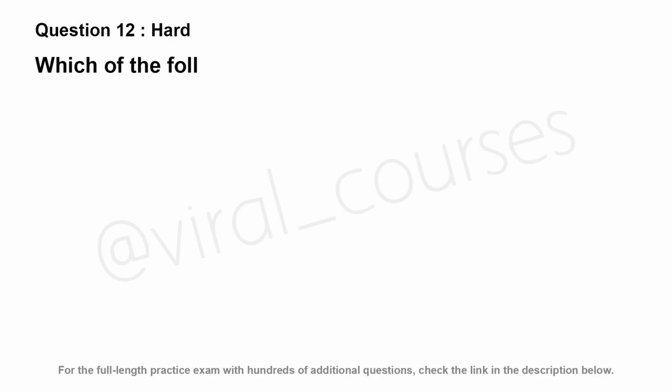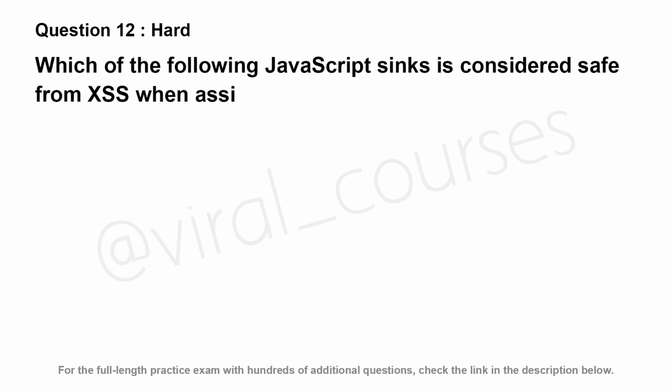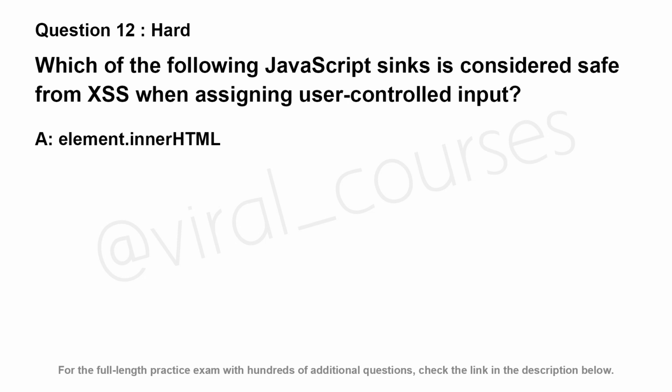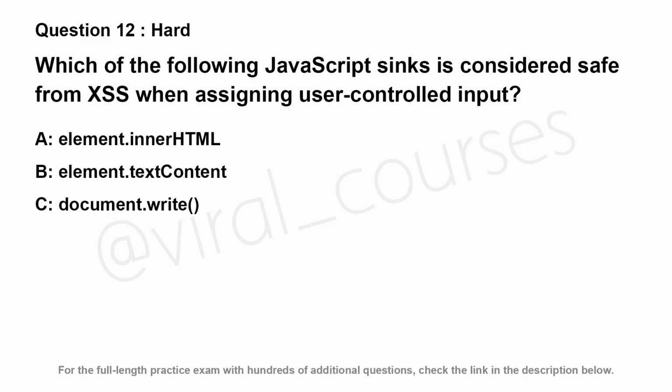Which of the following JavaScript sinks is considered safe from XSS when assigning user-controlled input? Option A. element.innerHTML. Option B. element.textContent. Option C. document.write. Option D. eval.